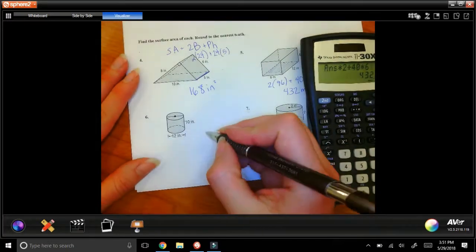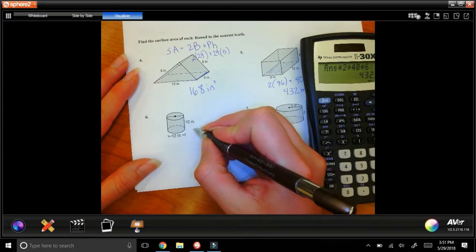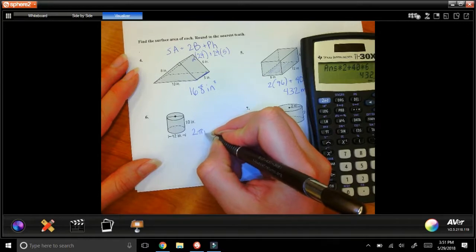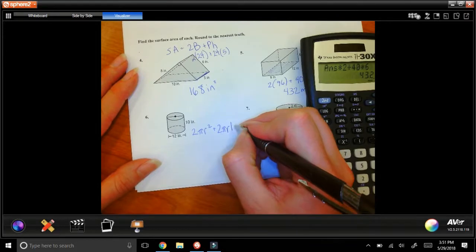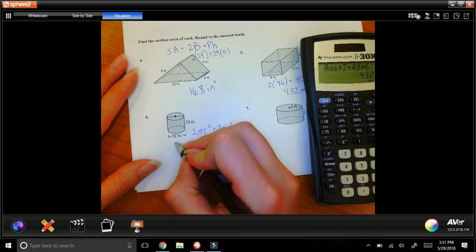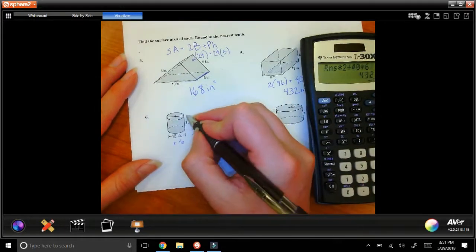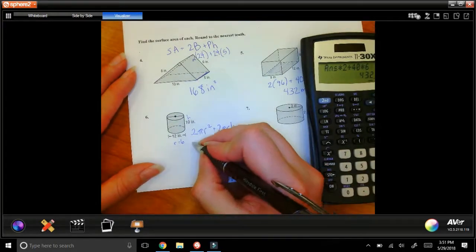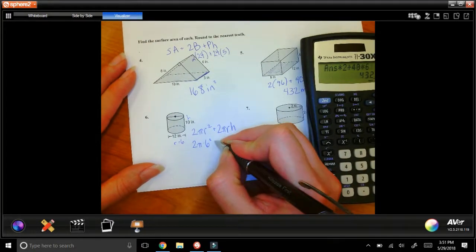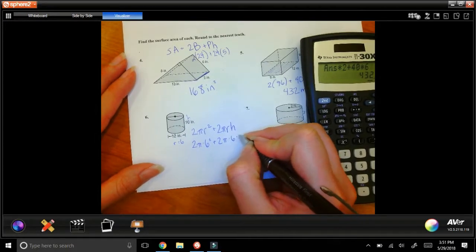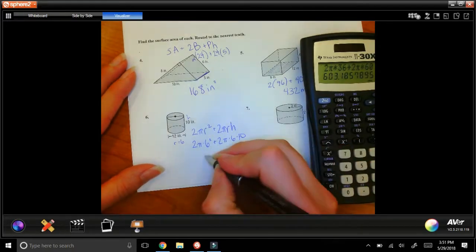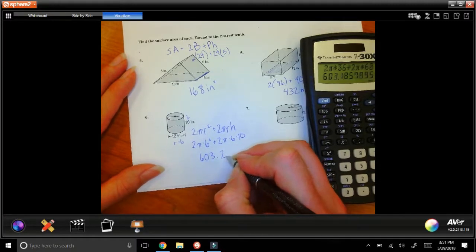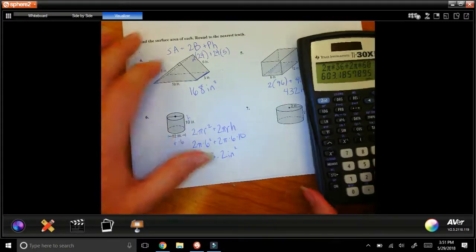This next one, surface area of a cylinder, is 2 times the area of the base, so 2 pi r squared, plus perimeter of the base times the height. The radius here is 6, and the height is 10. So I'm just taking those numbers and plugging them in, and then going to multiply that on my calculator. .2, and that's square inches.